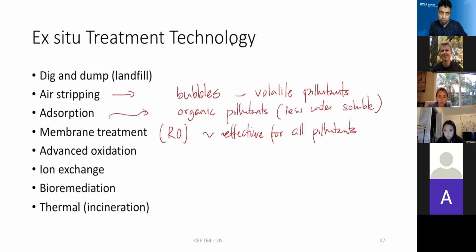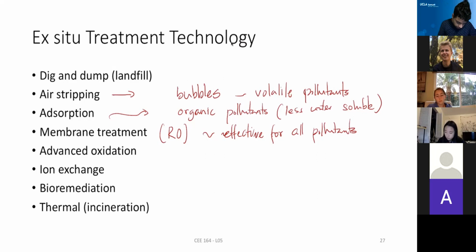But the problem with RO, or membrane treatment, is that it is very expensive. The membrane can also get clogged. Typically, your groundwater has very high salt content because of dissolution of aquifer materials. Those high salt contents can precipitate and clog the system, because they build up high-salt layers near the membrane.